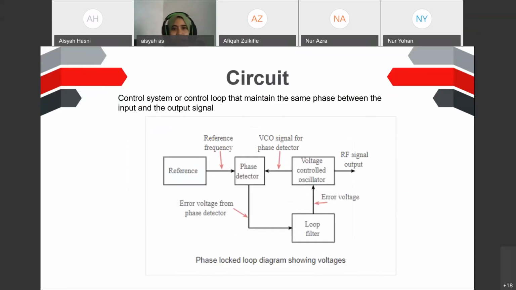Okay, thank you. How do we produce a stable signal? We make the output voltage and the input voltage synchronized. So this is the diagram. The phase detector is where the input goes through and then it will detect the frequency signal. How do I explain this?